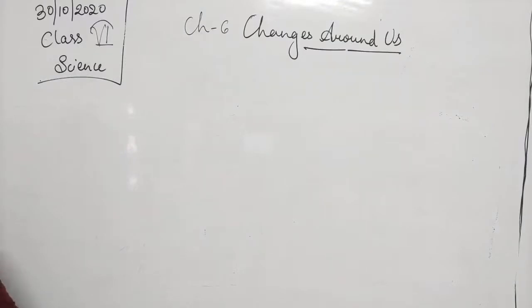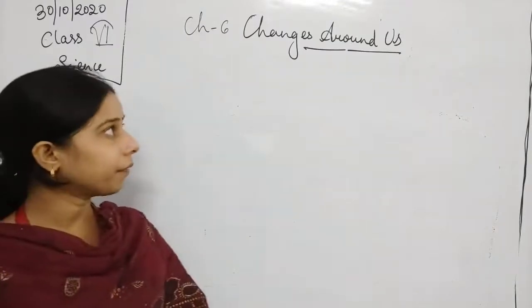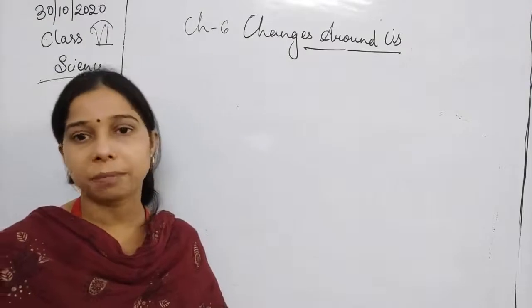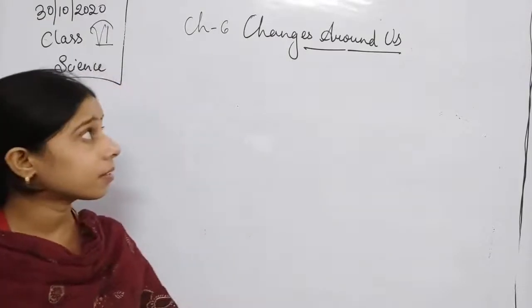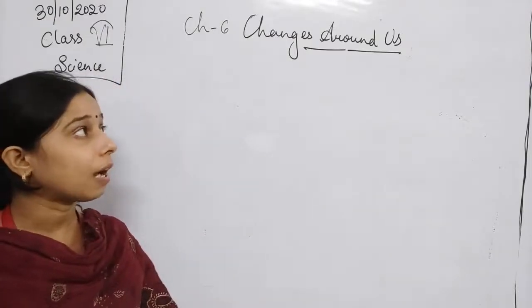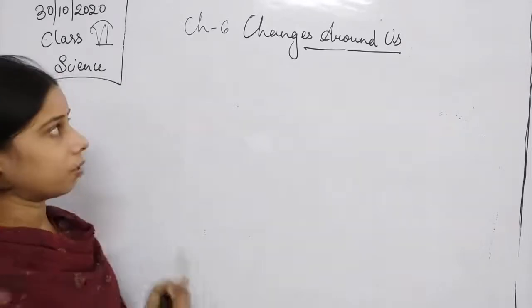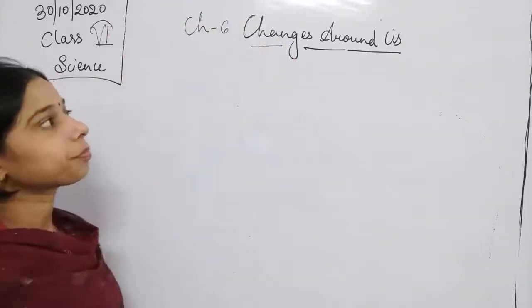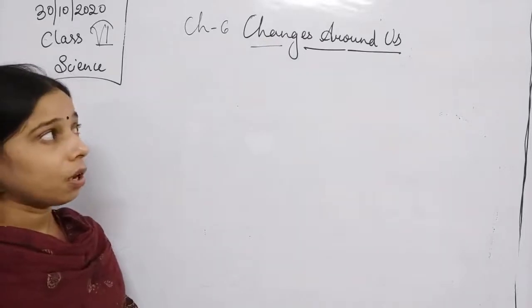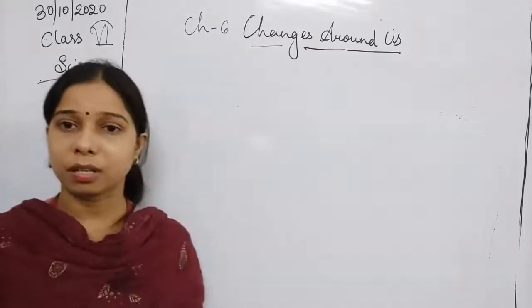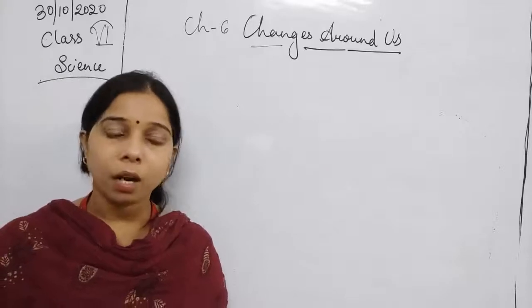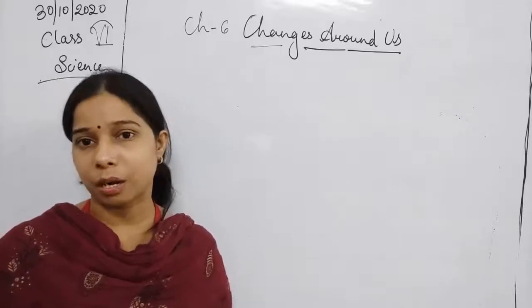Now move on and we will start with the new chapter. That chapter is chapter 6, which is Changes Around Us. Changes around us, students. Around us means in our surroundings. So you see, a lot of changes occur in our surroundings.